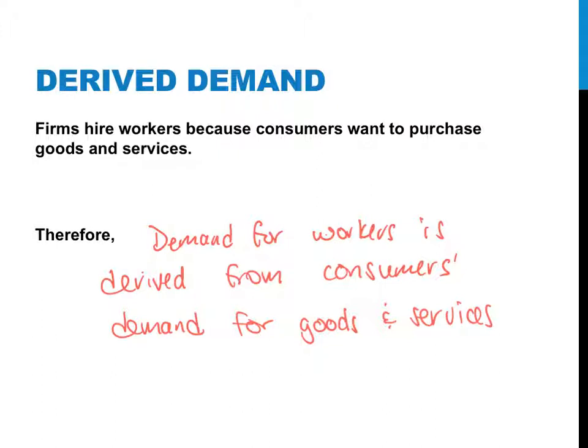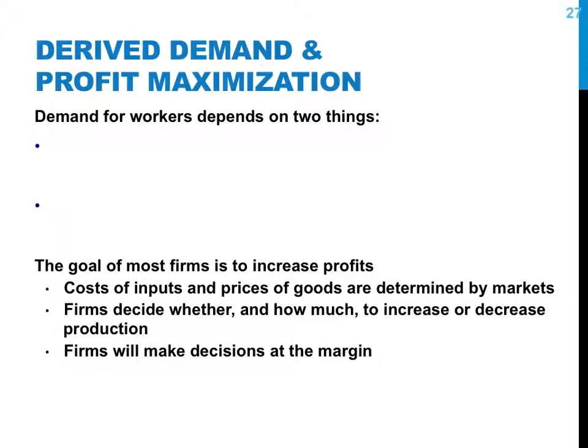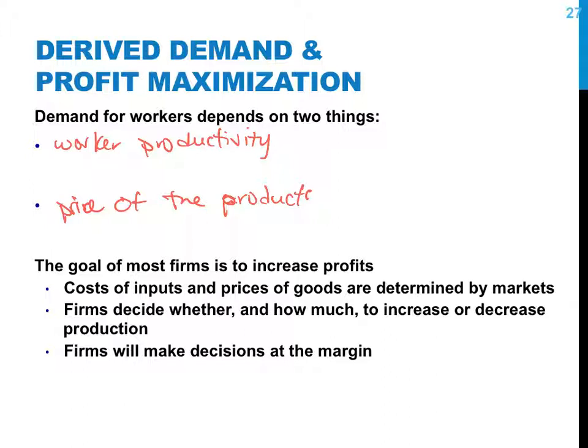So firms don't say, I want to hire 12 workers, let's see how much those workers can produce. They say, I think I can sell a certain amount of goods. How many workers do I need to hire to produce that quantity of goods? It's going to depend on two things. It's going to depend on worker productivity, and also the price of the product that is being produced.